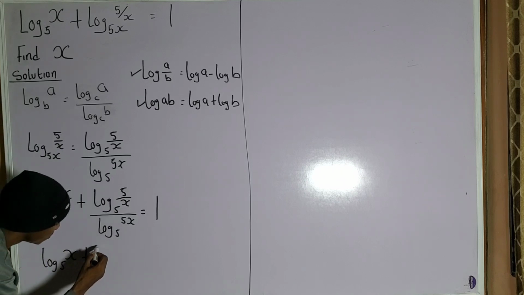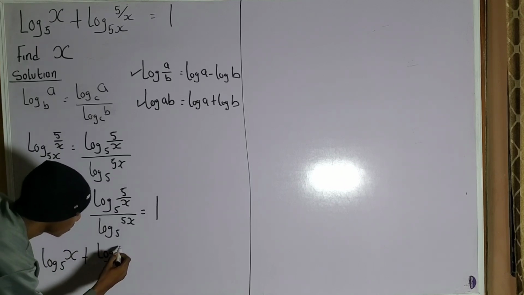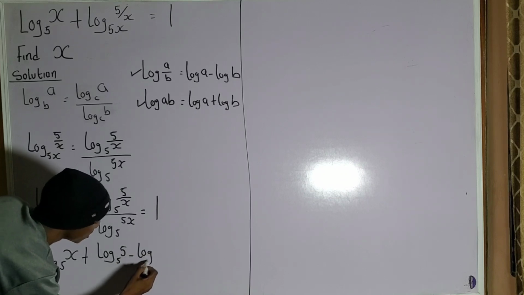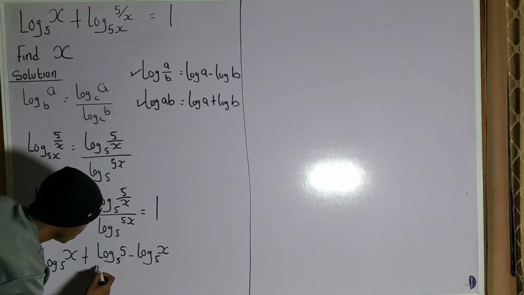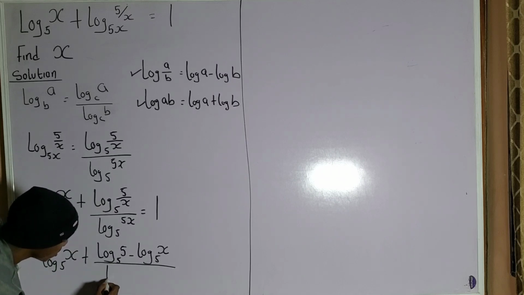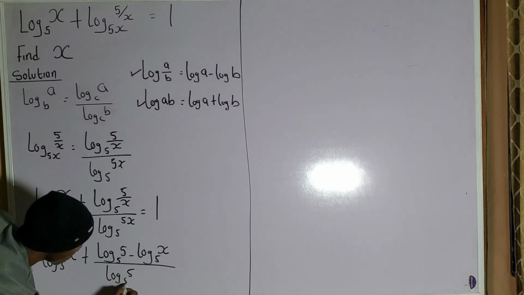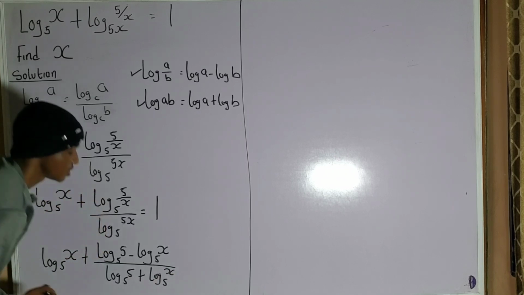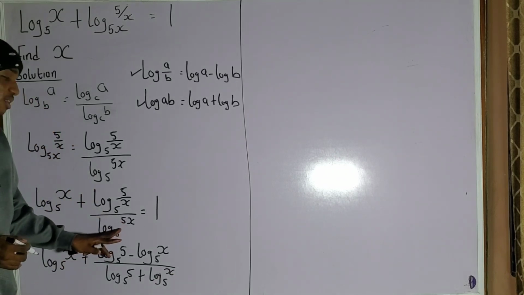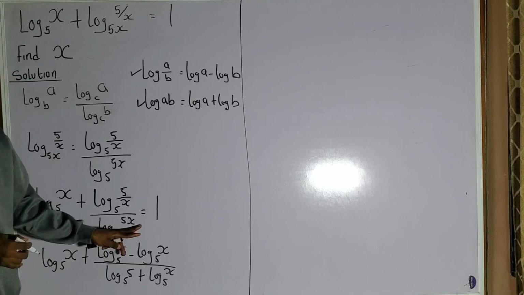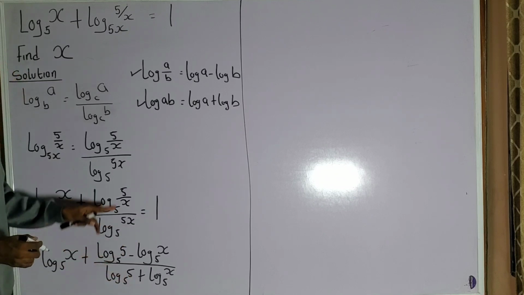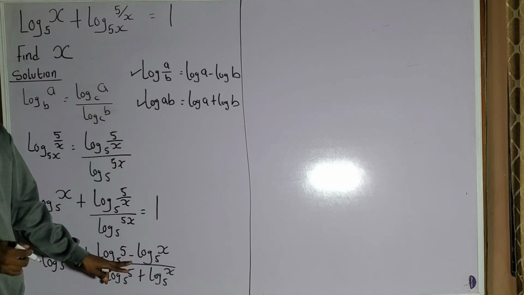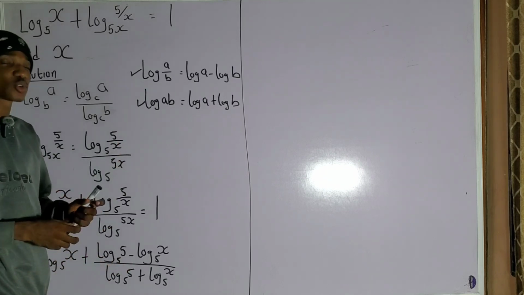So I'm going to have this log x base 5 plus, now here, log 5 over x will become log 5 base 5 minus log x base 5, right? This all over log 5 base 5 plus log x base 5. Okay? Because I have the logarithm of the product of 5 and x here, it will change to what? Plus. And I have the log of the quotient of 5 and x, it will change to what? Minus. Do you understand?